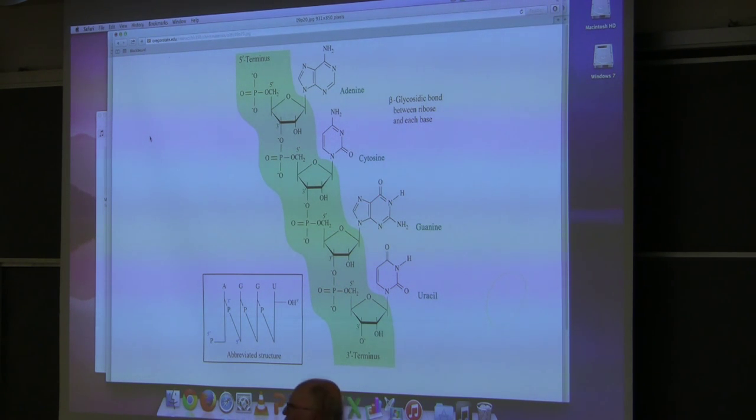The bases are relatively hydrophobic compared to the phosphates. So on the inside of the DNA molecule, we find the bases. On the outside, we find the ions. Those are the charged molecules there, the phosphates.